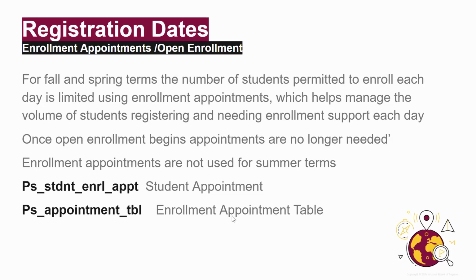Next is registration dates, also known as enrollment appointments. In the fall and spring, the way we manage having 180,000 possible students that could register for classes, we don't want them all trying at the same time on the same day. So we space it out as best we can. A lot of analysis goes into how many students used this chunk of time last semester. Can we put more in it? Can we put less? How many days do we need?